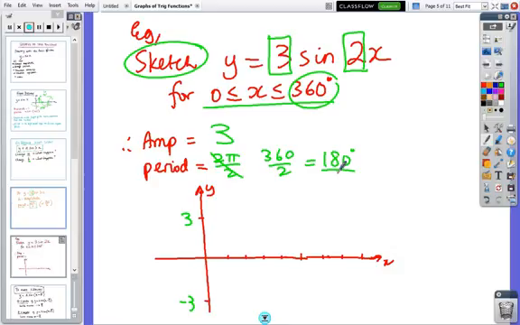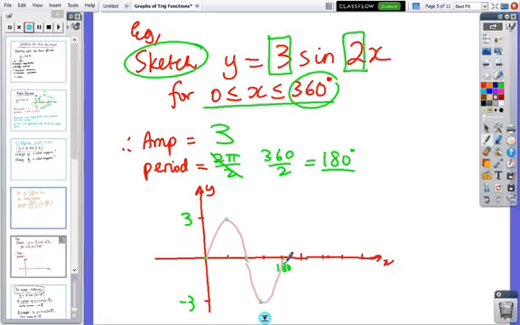Okay, so I've got 180. That's 180 because I'm going to start at 0, go up to 3, back to 0, down to minus 3, and then back to 0. So I'll change colors, and my curve looks like this, a bit bumpy.